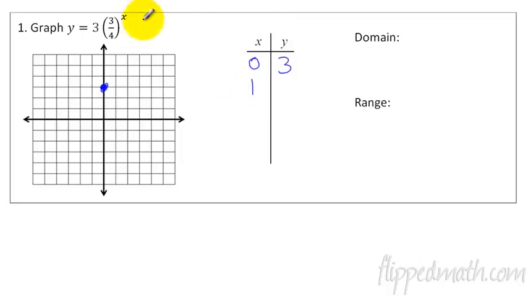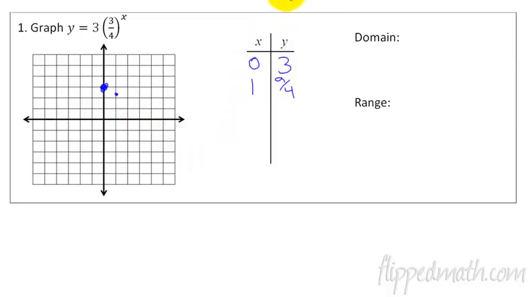All right, now let's do a 1. So I plug in a 1. That is 3 times 3/4. That is 9/4. What's 9/4? 9/4 is just a little bit more than 2. So I'm going to go over here 1 and go up just a little bit more than 2.